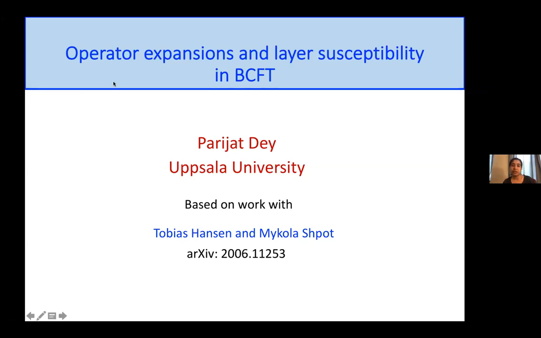So I'll be talking about operator expansions and layer susceptibility in boundary conformal field theory. This is work which I did in collaboration with Tobias Hansen from Uppsala and Mikola Spott from Ukraine. It is based on this paper which appeared last month. So let's get started.